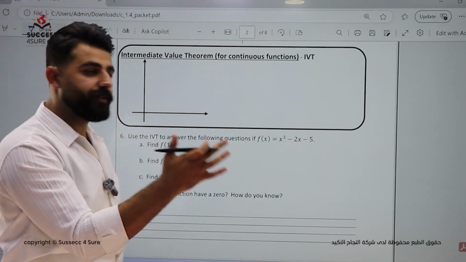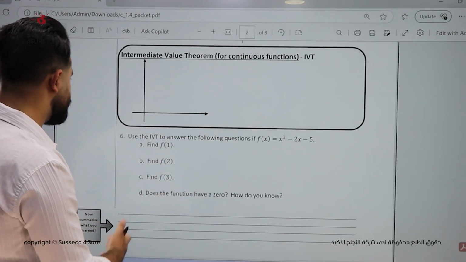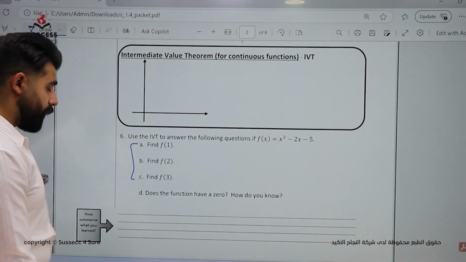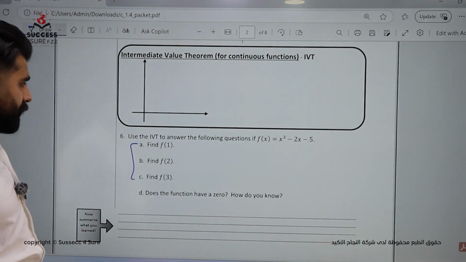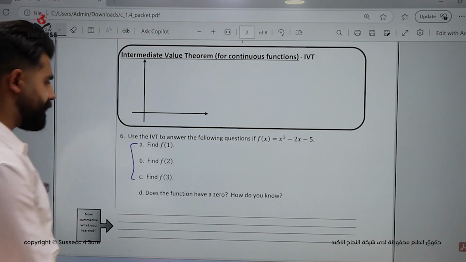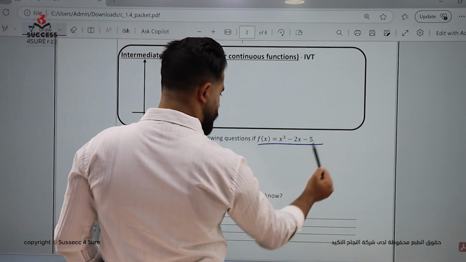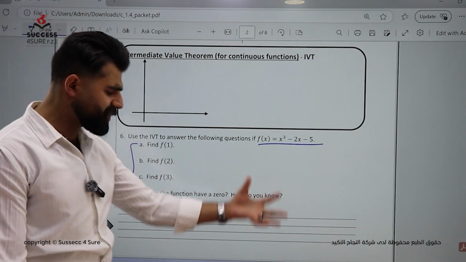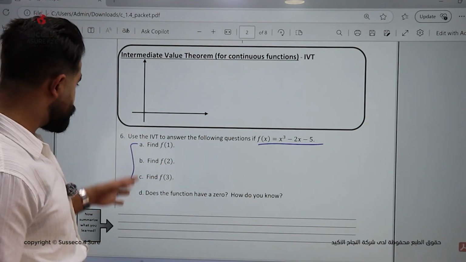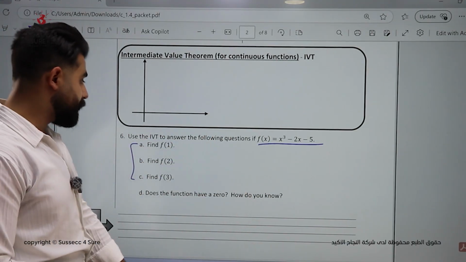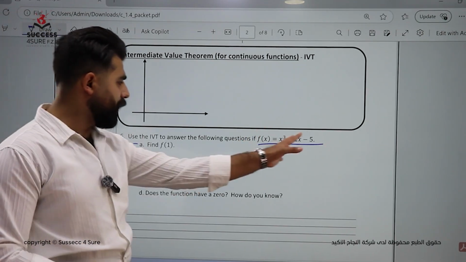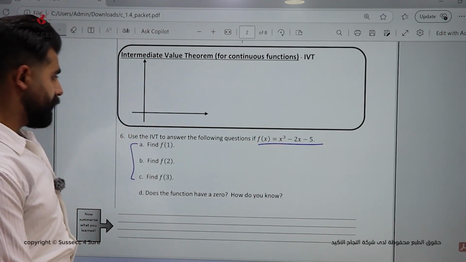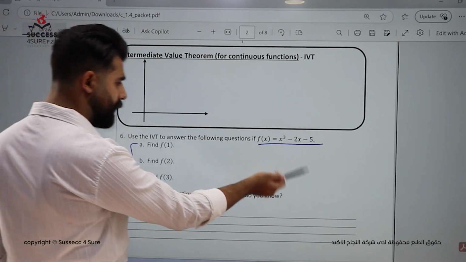To understand the IVT, or the intermediate value theorem, let's answer these three questions. Use the IVT to answer the following questions. f of x equals x cubed minus 2x minus 5. To investigate what the intermediate value theorem means, we need to answer these questions. First, find f of 1. What does that mean? It means plug 1 into the function. It's 1 cubed minus 2 times 1 minus 5.